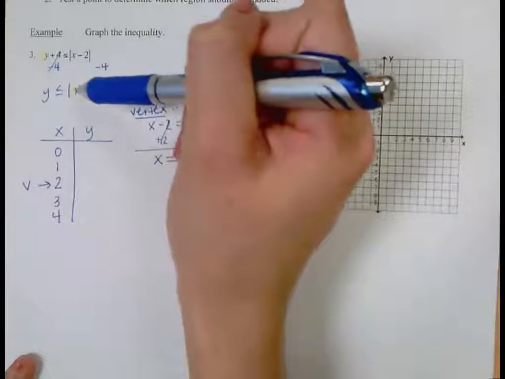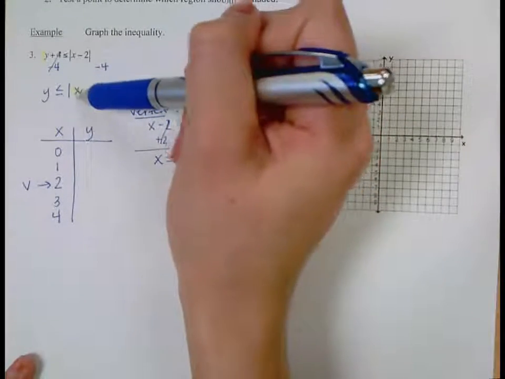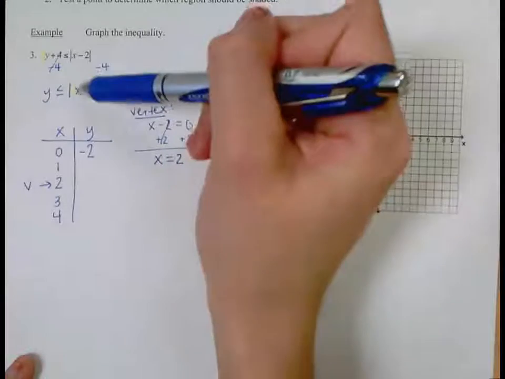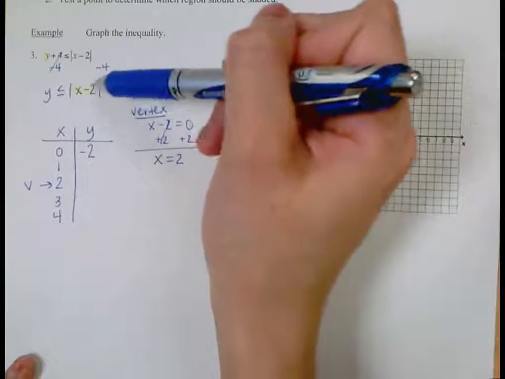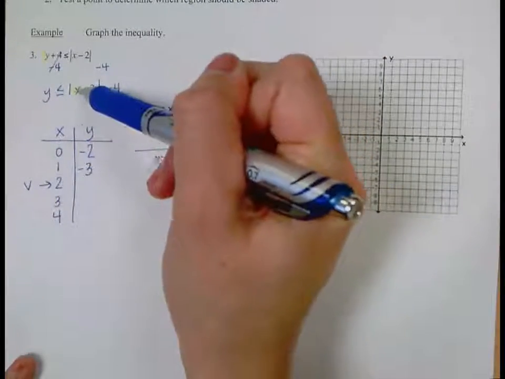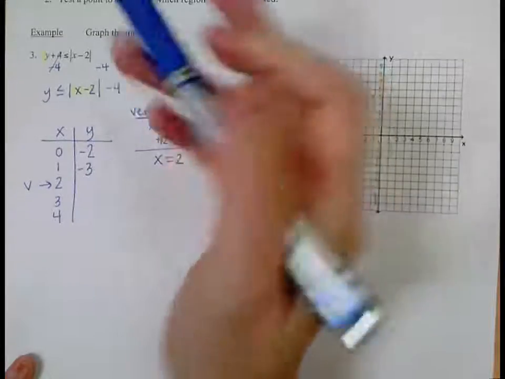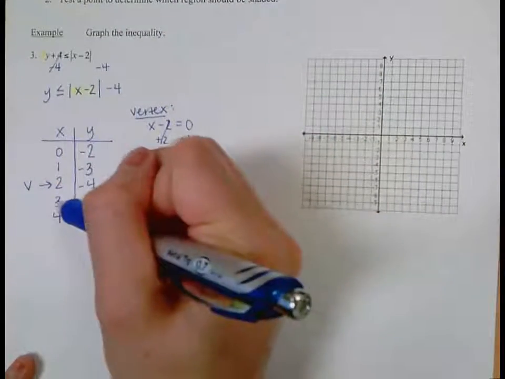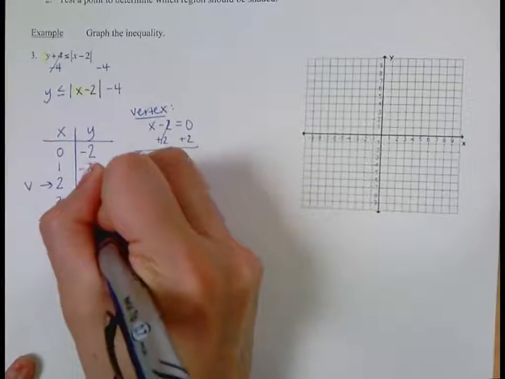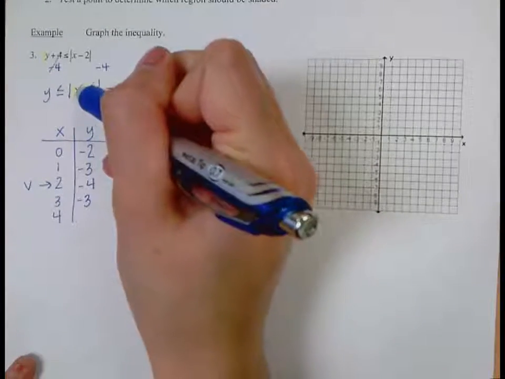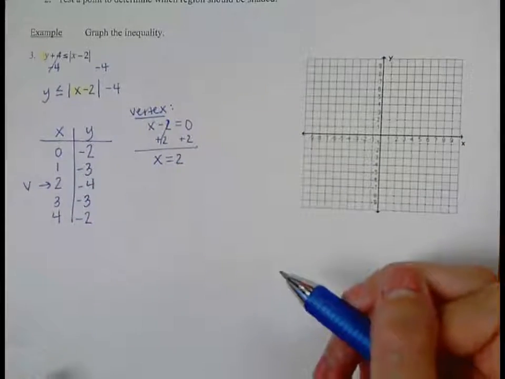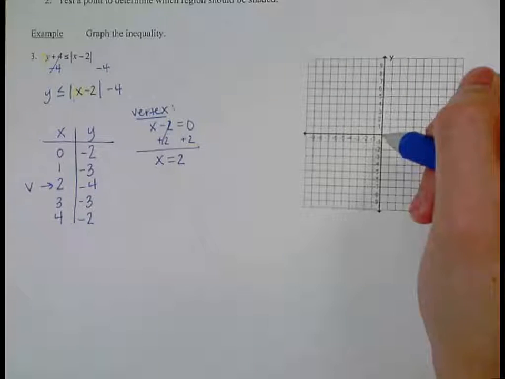So when x is 0, I have 0 minus 2 is negative 2. The absolute value is positive 2. Minus 4 is negative 2. When x is 1, 1 minus 2 is negative 1. The absolute value is positive 1. Minus 4 is negative 3. When x is 2, 2 minus 2 is 0. Absolute value is 0. Minus 4 is negative 4. When x is 3, 3 minus 2 is 1. Absolute value is 1. Minus 4 is negative 3. And then last, when x is 4, 4 minus 2 is 2. Absolute value is 2. Minus 4 is negative 2. So I can plot these points.